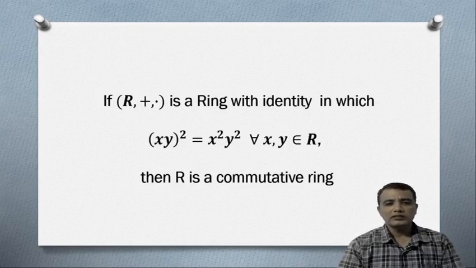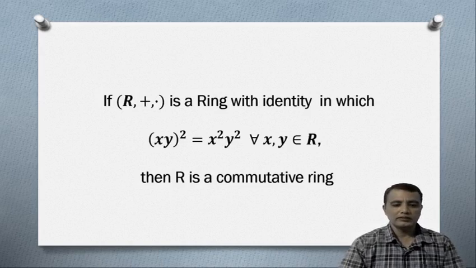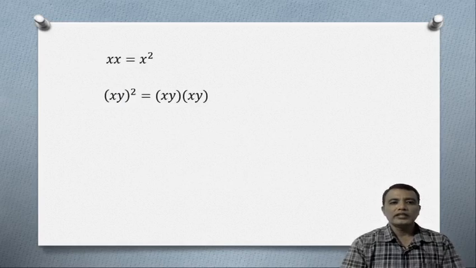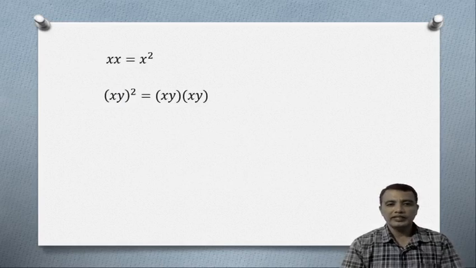See, this one is looking very simple, because x square can be written as x into x, and therefore xy whole square can be written as xy into xy.